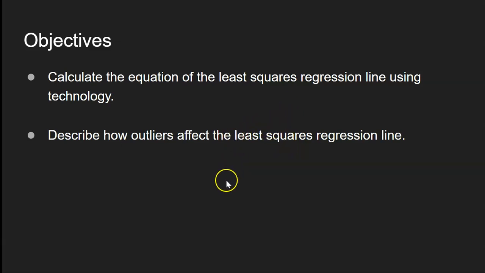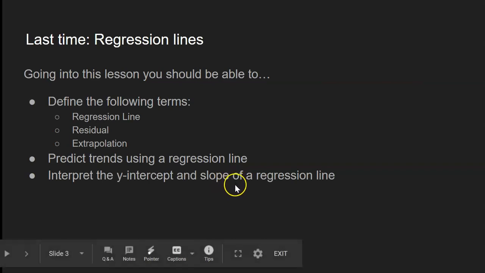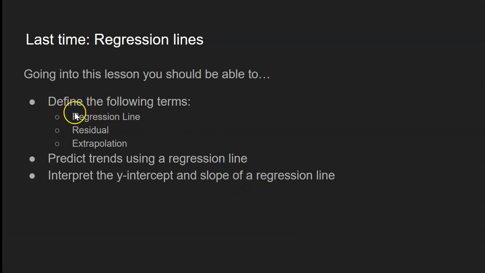Now, if you didn't watch that, here's what you need to have known going into the lesson. You have to know how to define these terms. If they don't mean anything to you right now, I suggest you pause the video and go watch the previous lesson. Regression line, residual, extrapolation. Those are things that we need to use to analyze our regression lines.